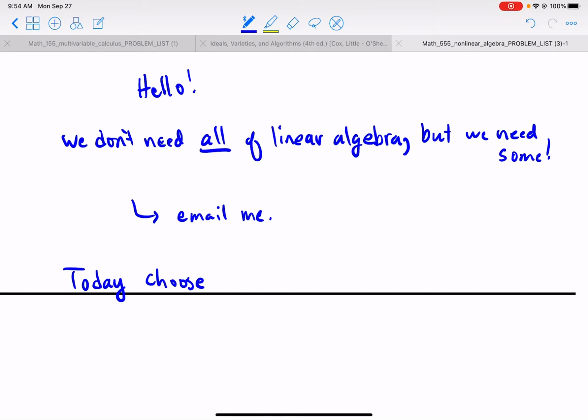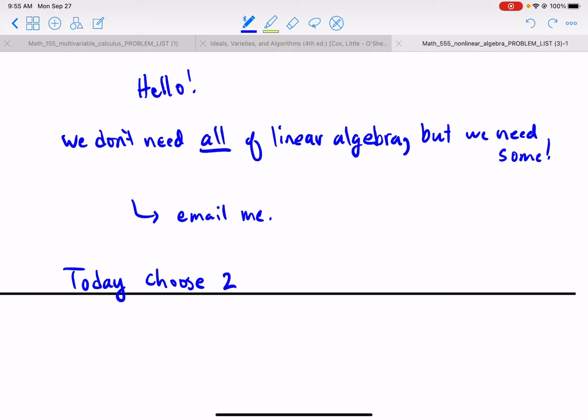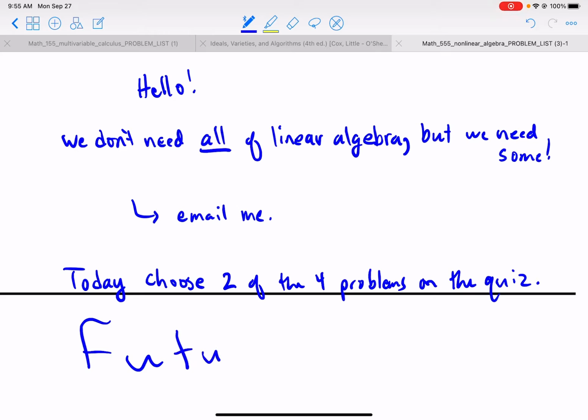Okay, so a summary of what I didn't record: email me if you need help with linear algebra. I would have needed help. Today, choose 2 of the 4 problems on the quiz I'm going to hand you. On the quiz. Future. What is in the future?